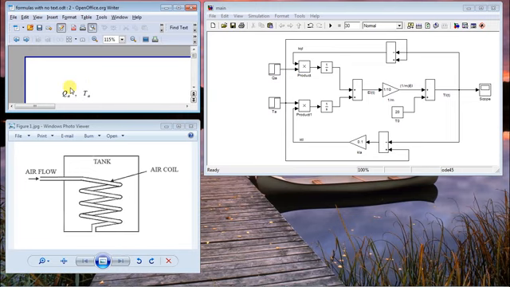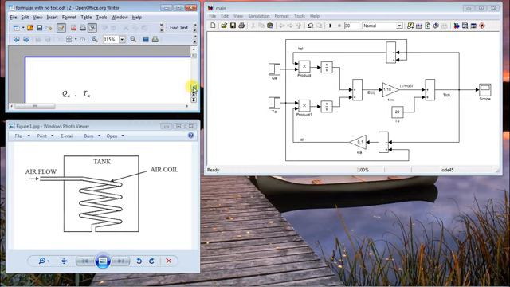Now, as we know, we have our airflow, which has a debit QA. I'm just going to call it airflow from now on, and an airflow temperature, which I'm just going to call temperature from now on. So both QA and TA.